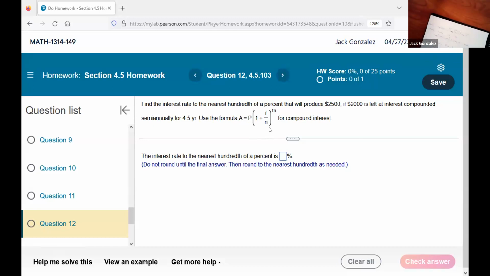Example 8. You write down the numbers. There's a bunch of words in there. Problem 12 from the homework. P is 2000. A is, I'll switch over in a second, 2500. N is 2. T is 4.5. You got everything, right?